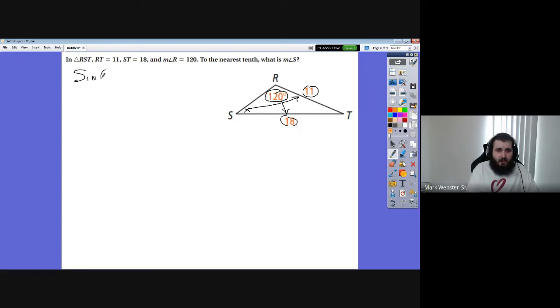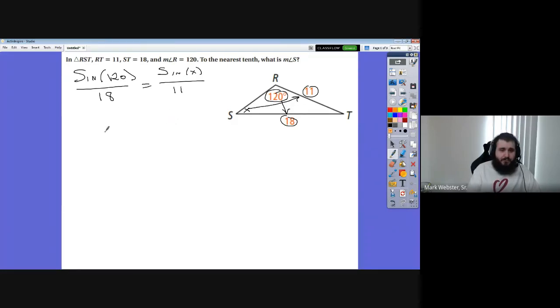Sine of R divided by R. And again, we want the angle to go inside the sine. So 120 is what goes in here. Has to be the angle in here. Equals sine of angle S, we'll call that X, over 11. So even before we begin, we see that this angle is 120. We should expect that whatever this is, it's less than 120, right? 18 is bigger than 11, so 120 had better be bigger than whatever this is going to be. All right? So let's cross multiply.